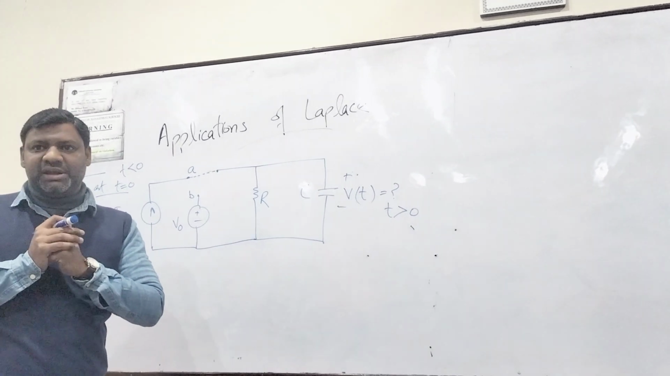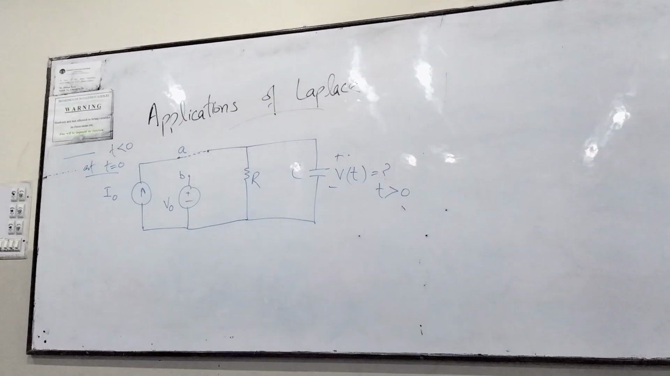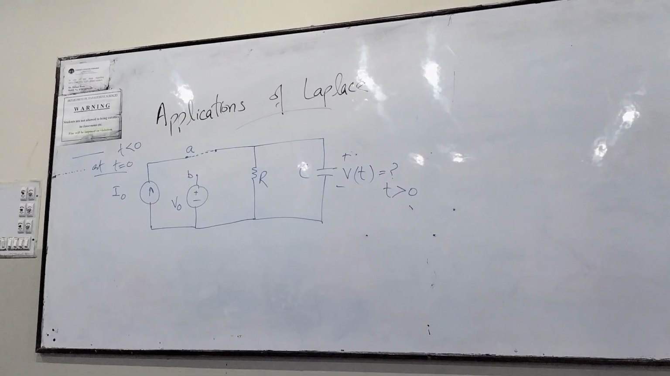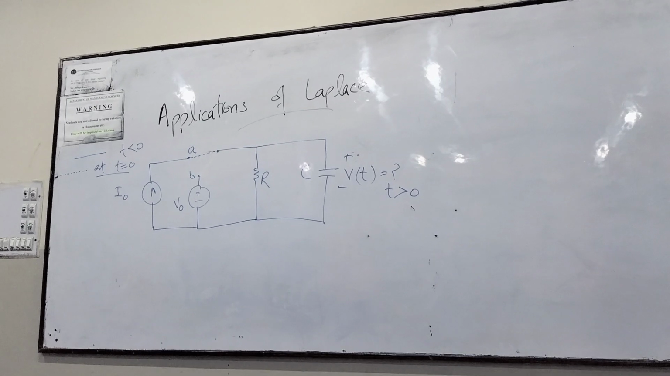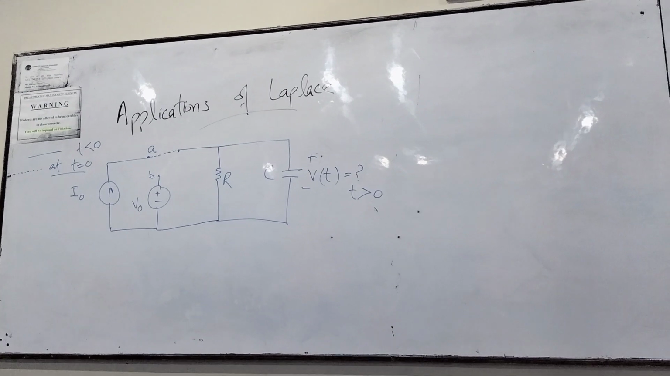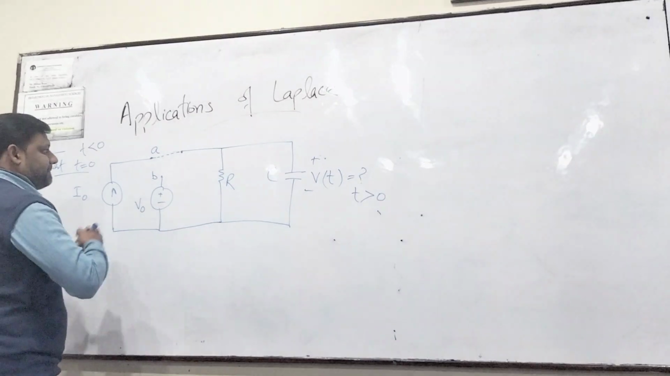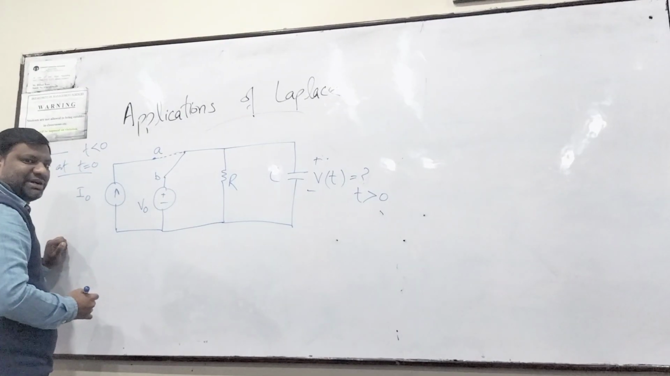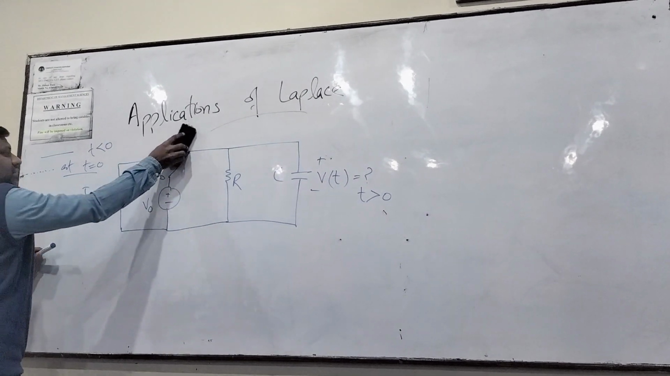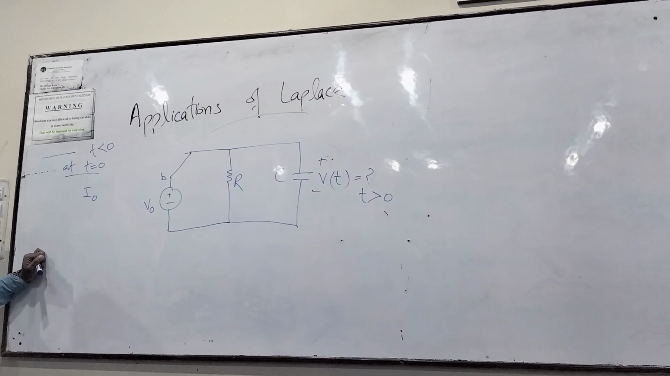I can repeat it for you guys. Listen to the question carefully. The switch in figure 16.11 has been in position B for a long time. Note the word long time. Long time means, Abdullah, the switch was connected, so this was the circuit for a long time.